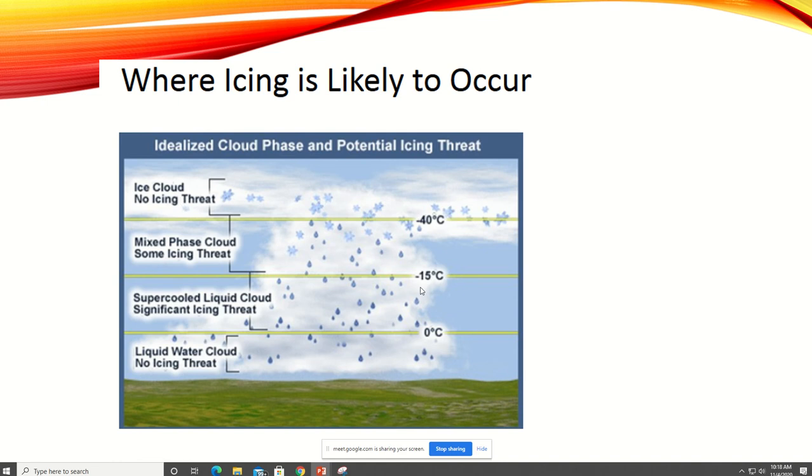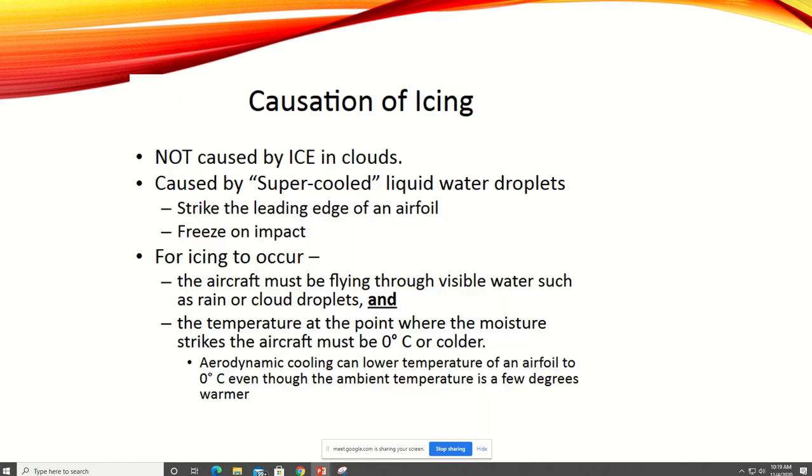So you can see here, negative 15 degrees, some icing threat. This may be around 10,000 or 20,000 feet. And then ice cloud, no icing threat. Sometimes when you're further up, very cold, negative 40, there's no ice because there's no water. You need water droplets for icing. Okay, this is the idea.